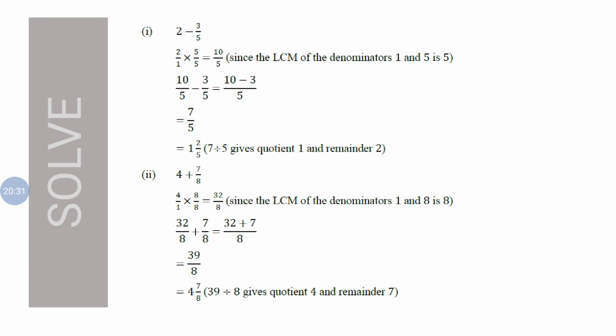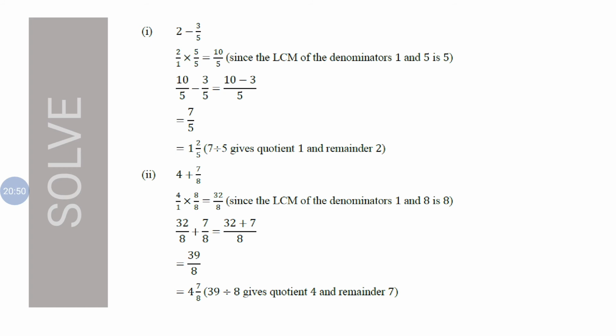So convert the improper fraction into a mixed fraction. So 1 2 by 5. 1 is the whole number. 2 by 5 is a proper fraction. So another example, 4 plus 7 by 8. 4 plus 7 by 8.